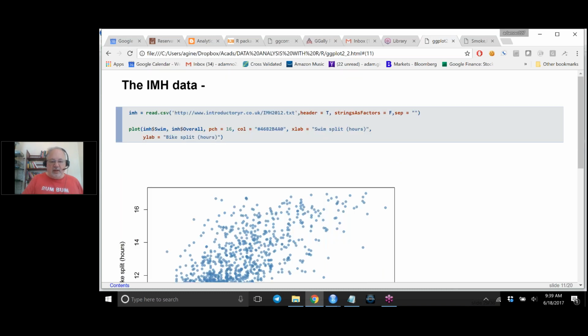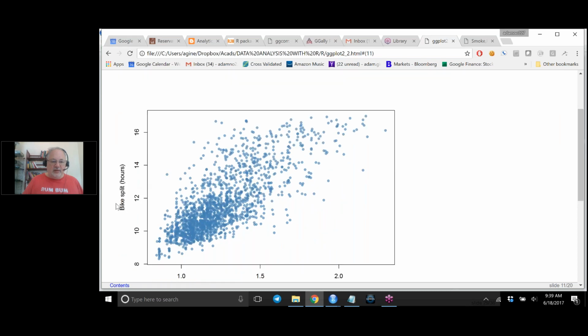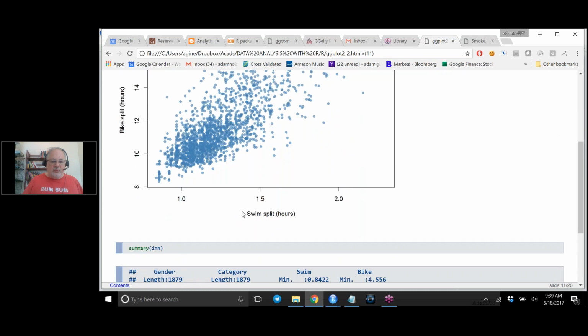Okay, so if you read the text for chapter 10, it gave this Ironman Hawaii data set, and he was very happy with his plot, which shows you sort of how the swim speeds and the bike speeds compare to each other.